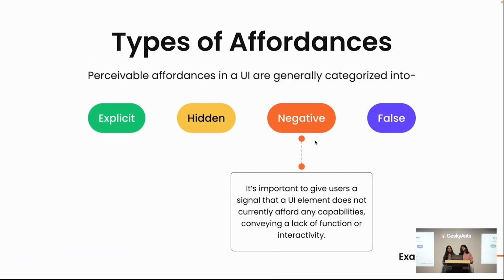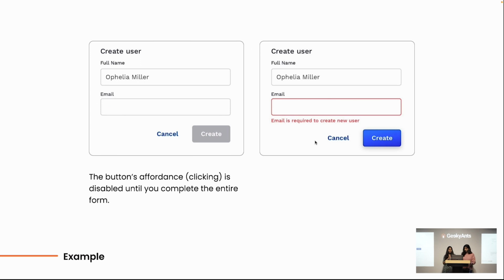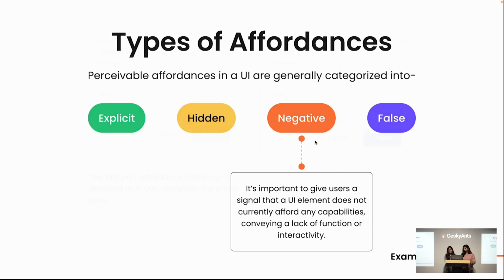Then we have negative affordance. It is important to give users a signal that a UI element does not currently afford any capabilities, conveying a lack of function or interactivity. For example, here we have this form, but the main CTA button, create, is faded. And this gives the user an idea that it is disabled, it is not interactive. You cannot do anything right now. You have to fill this entire form to create a user. So this is an example of negative affordance.